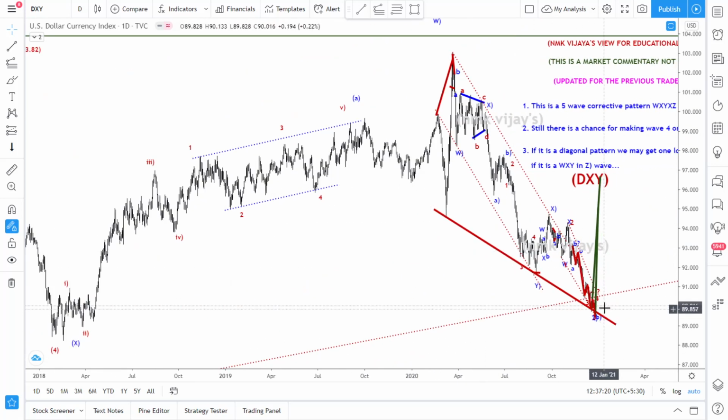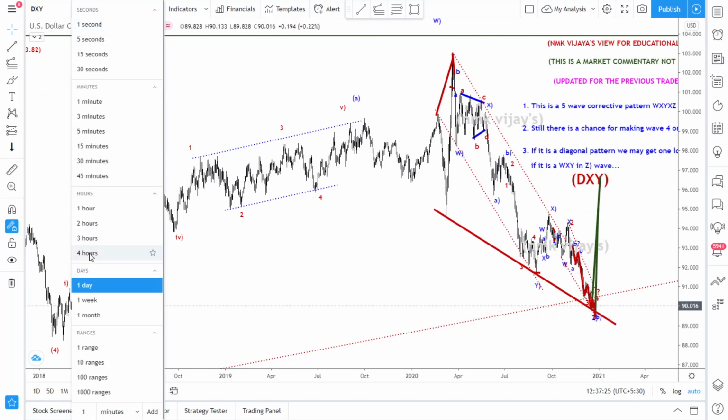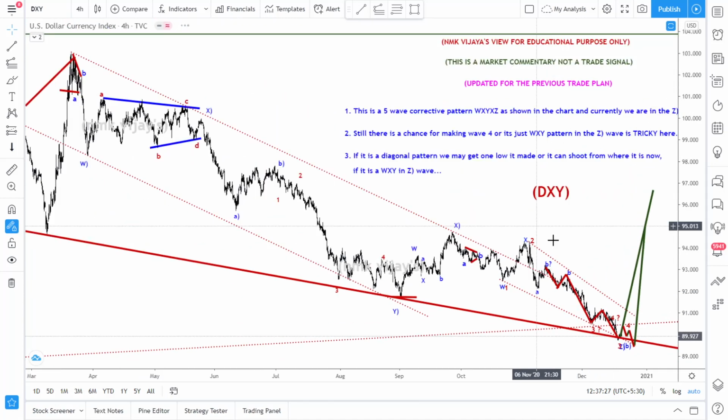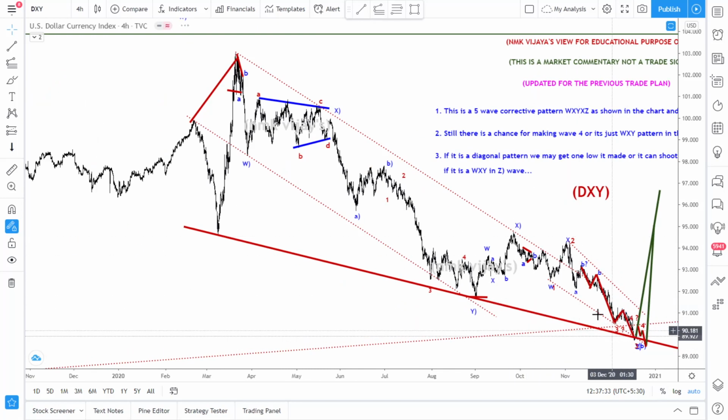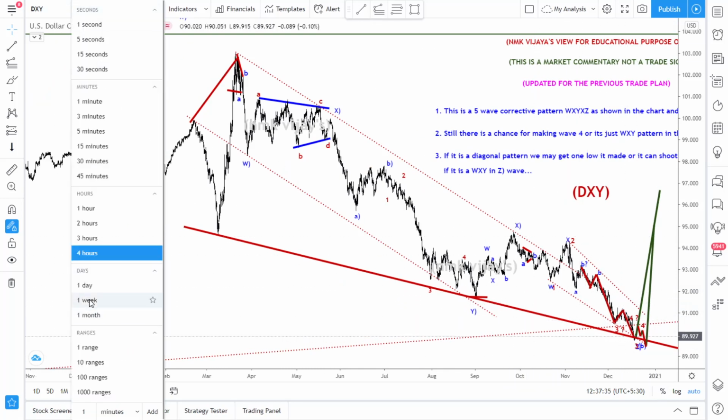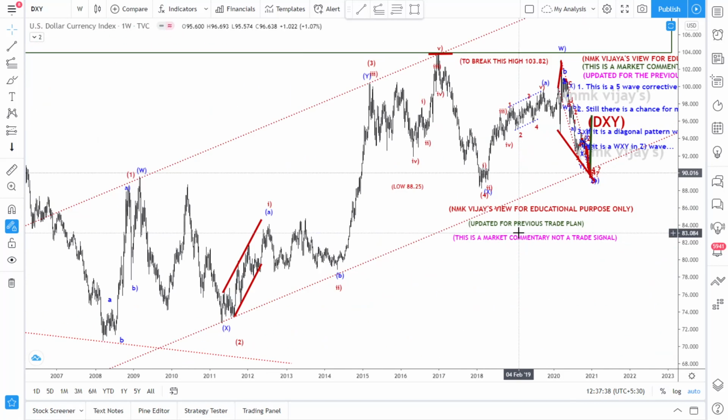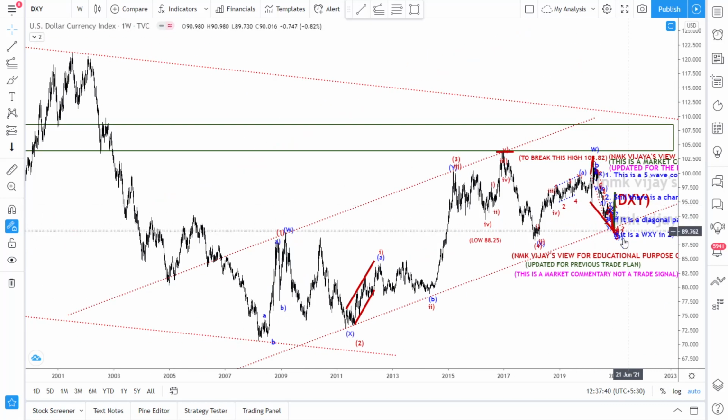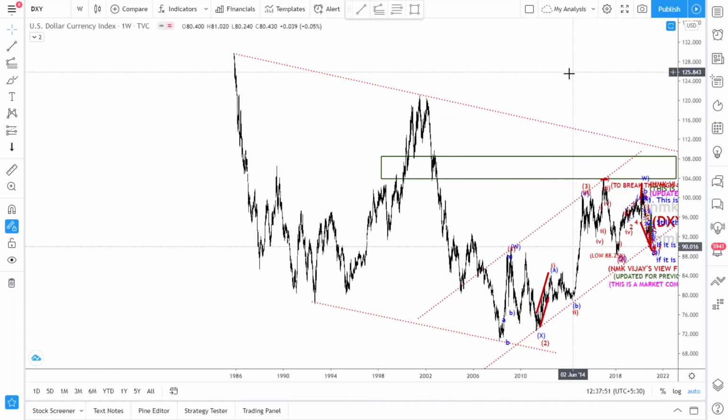So whether the Z wave is finished or one more wave to the upper side is still possible, I explained that in the last week's analysis of 21 to 25 December 2020. So you just go through this, and this is my bias on that weekly DXY chart. So now for me, it has to break this 103.82 once again to complete this five-wave corrective structure, or it could be a leading diagonal of the following bullish scenario.